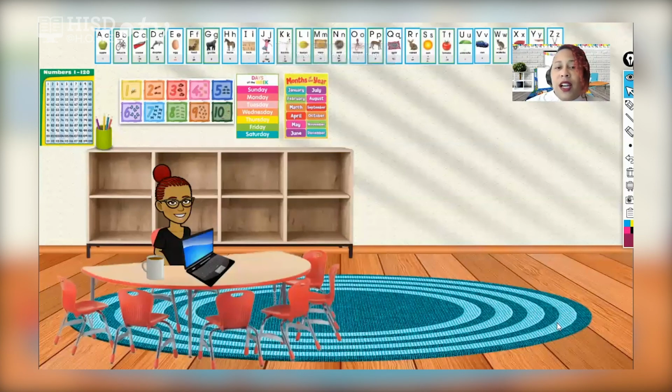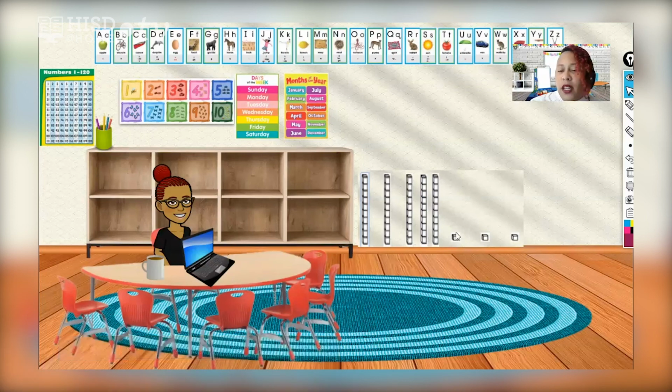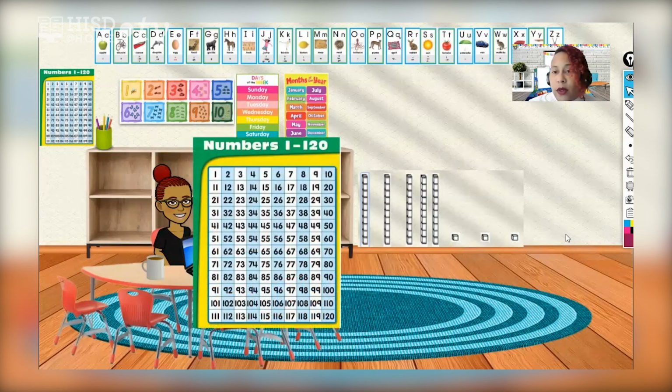Now we saw how we could use a 100 chart to find a number that is greater than another number. Now let's try and see if we can do it to find a number that is less than another number. Look at the number we have here. Let's count it. 10, 20, 30, 40, 50, 51, 52, 53. So remember, the first step if we were using a 100 chart is to find the number 53 on the 100 chart. Do you see the number 53 on the 100 chart? Here is the number 53.